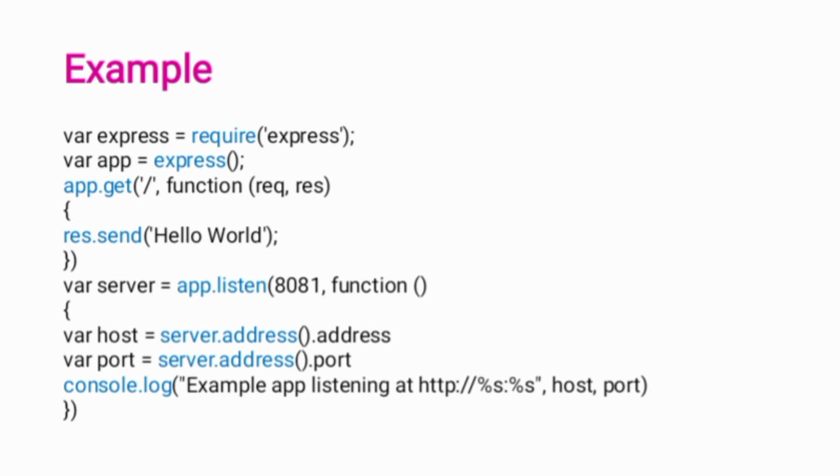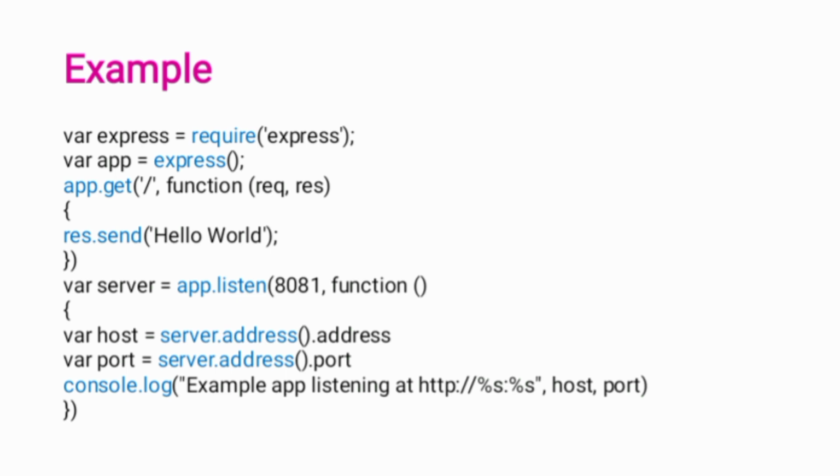So this line starts a server on the port 8081. The app.listen method takes two arguments, the port number to listen on and a callback function that is called once the server starts successfully. Next we have where host equal to server.address method dot address.